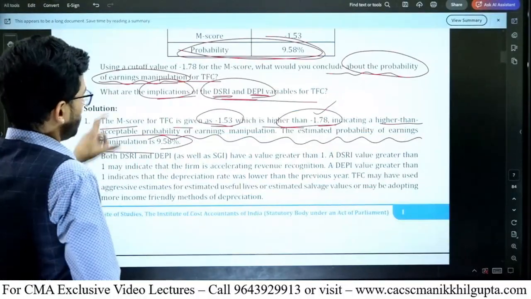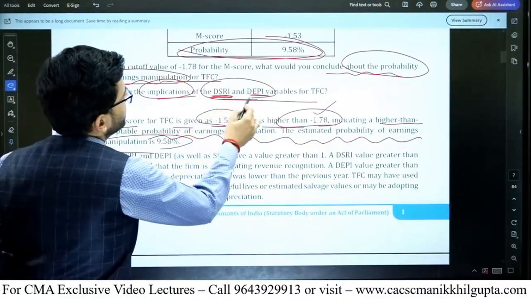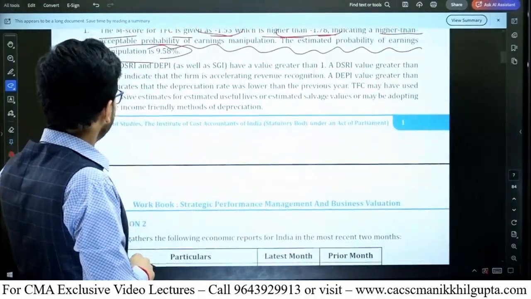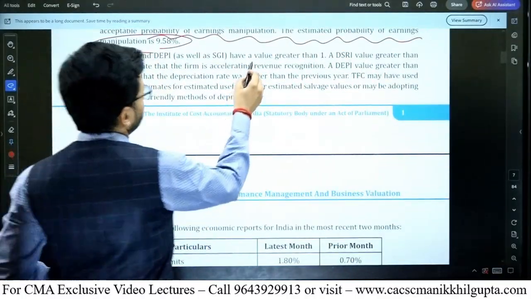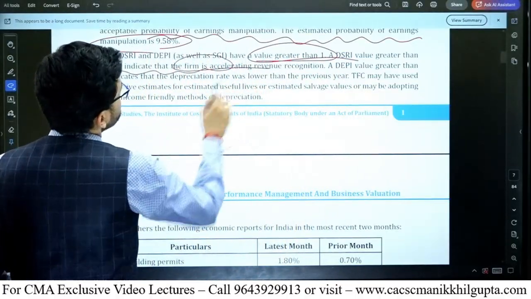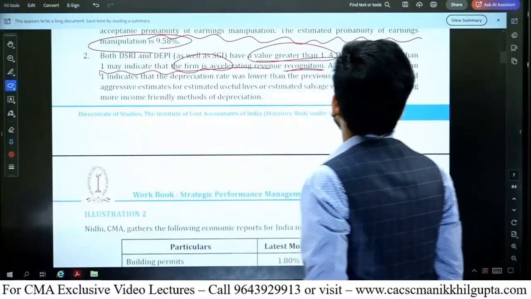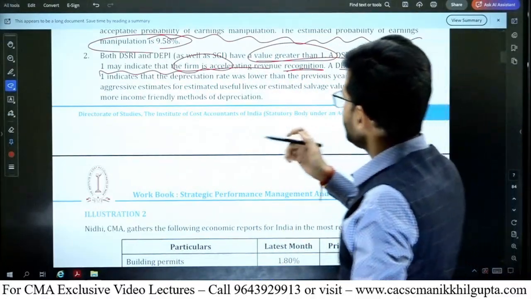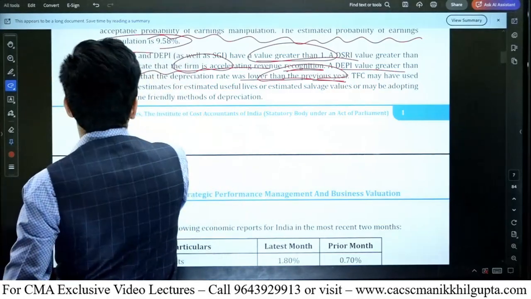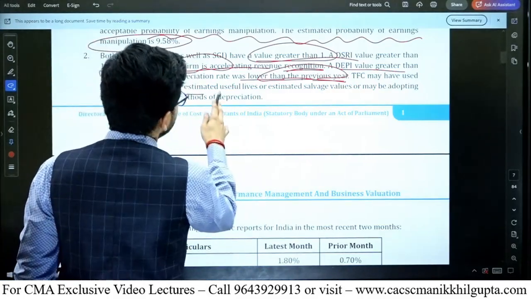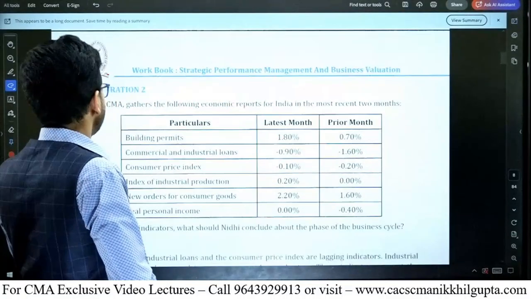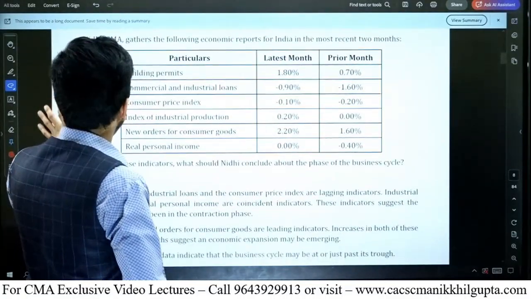So yes, that's how the question is to be answered. You have to talk about the DSRI and DEPI variables of TFC. So both DSRI and DEPI have a value of greater than 1. A DSRI value greater than 1 may indicate that the firm is accelerating revenue recognition. A DEPI value greater than 1 indicates that the depreciation rate was lower than the previous year. TFC may have used aggressive estimates for the useful life and the salvage value adopted for calculating the depreciation. That is the answer.